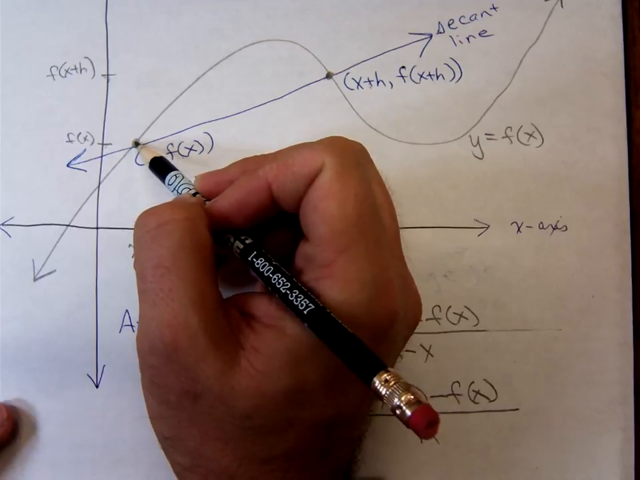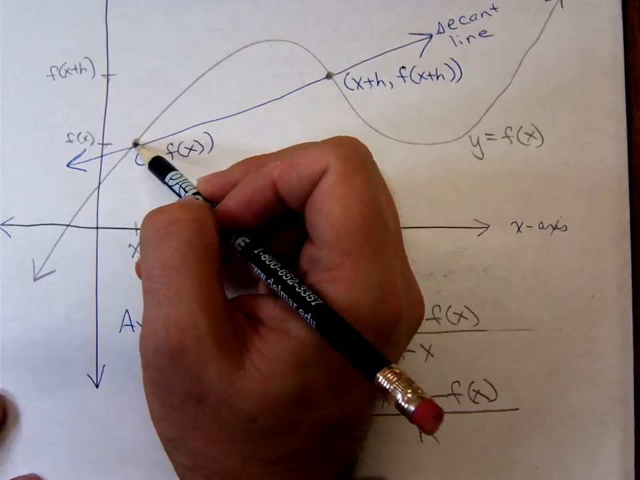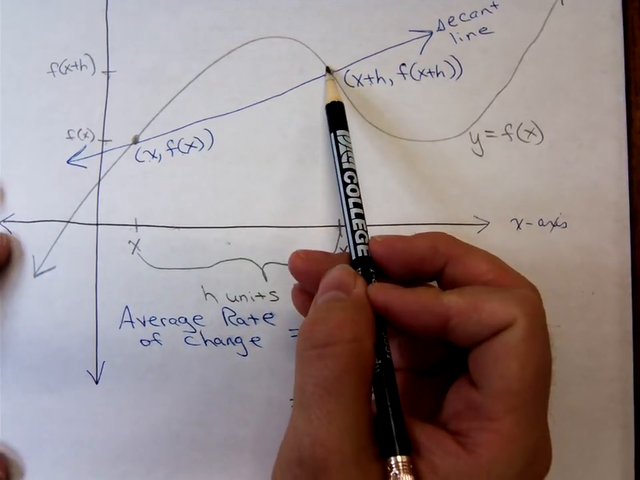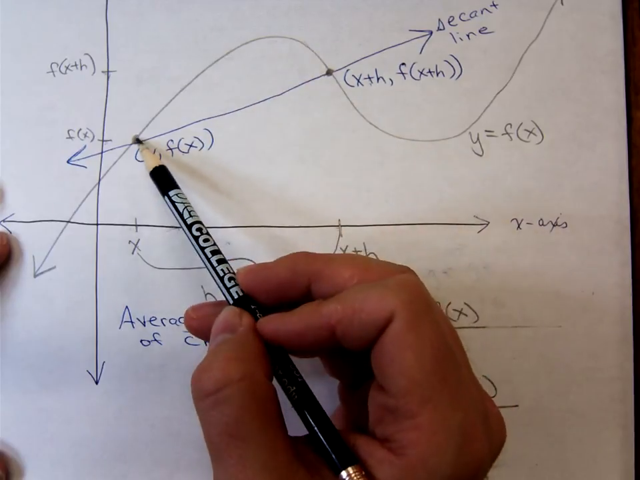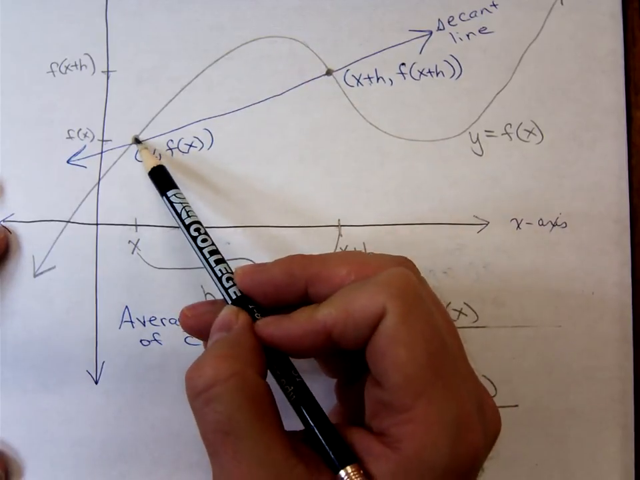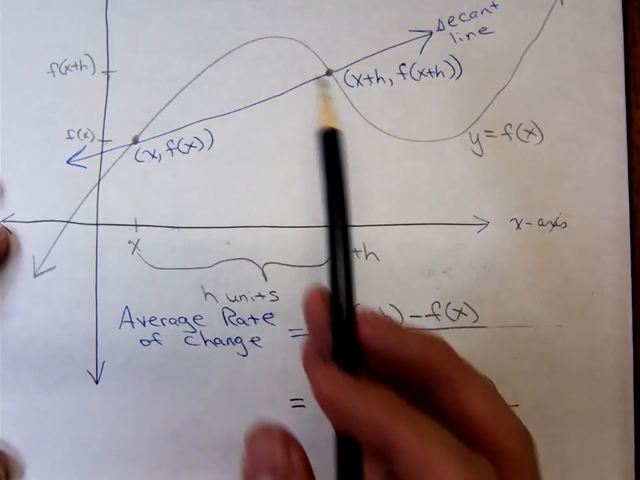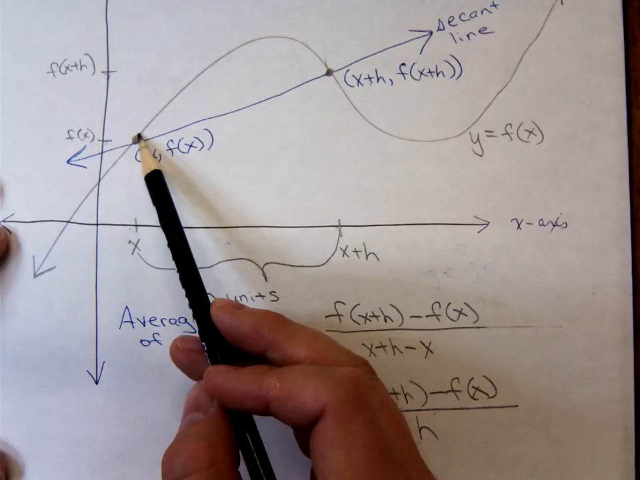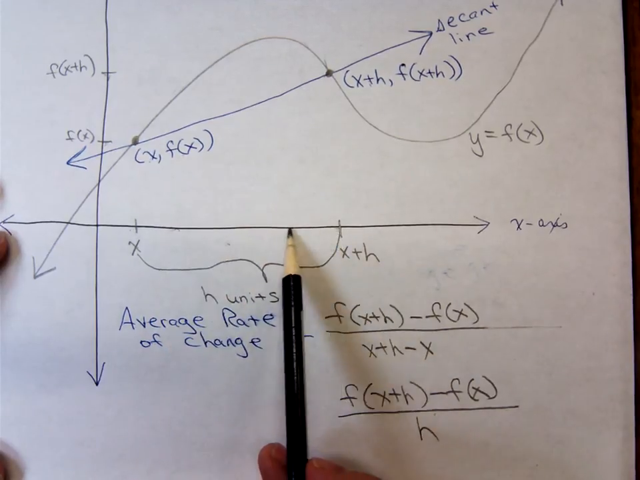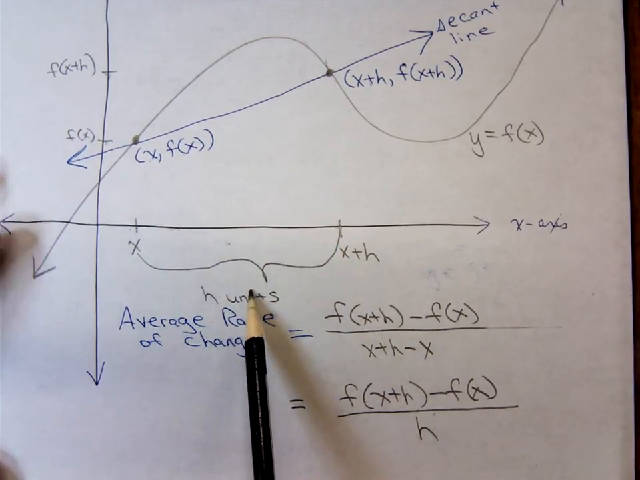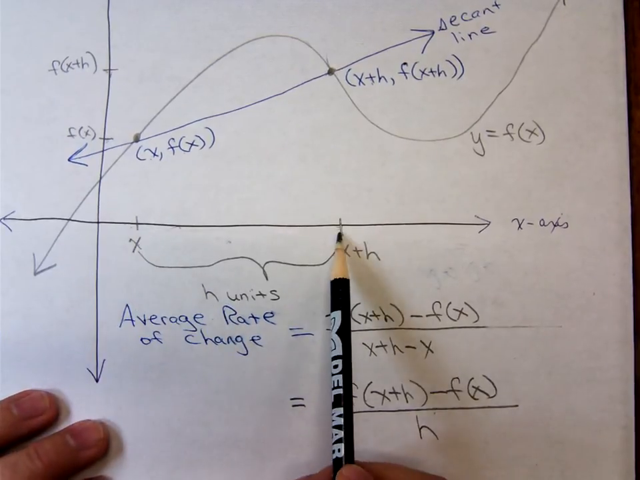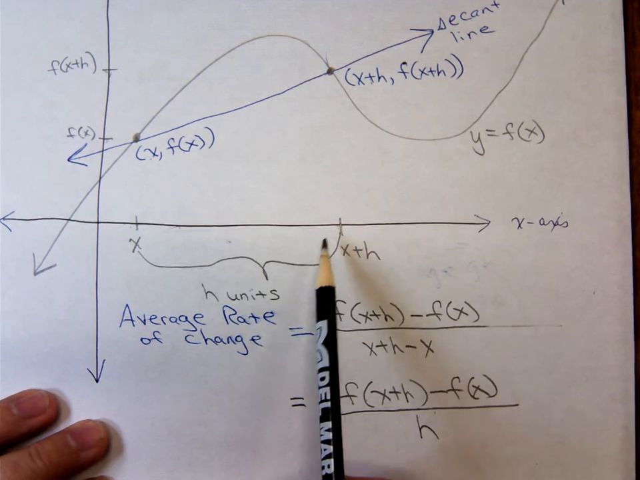In order to determine the rate of change at that one spot, what I'm going to do is start shrinking. I'm going to start moving this point in so that it's closer to that spot that I'm concerned with. Well, if I were going to move this point in closer to the initial point, then h would have to be getting smaller as well. Remember, h is the distance between the starting x value and the stopping x value. So let's start shrinking in h.